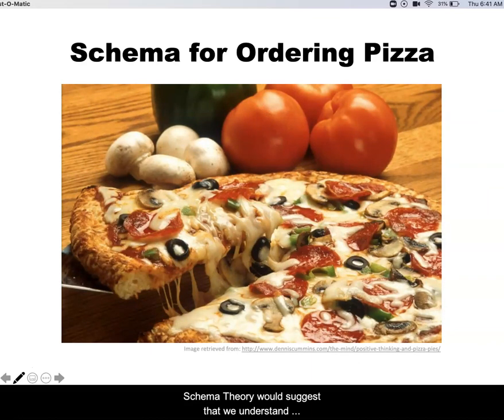Schema theory would suggest that we understand this conversation and gather they are ordering pizza because it activated our schema for pizza, or more specifically our schema for ordering pizza, and we use that schema to comprehend this scenario.